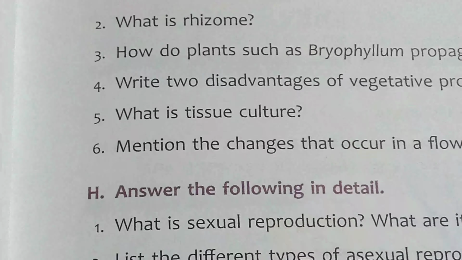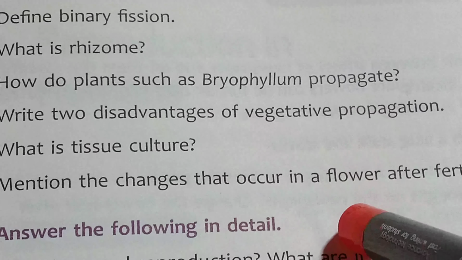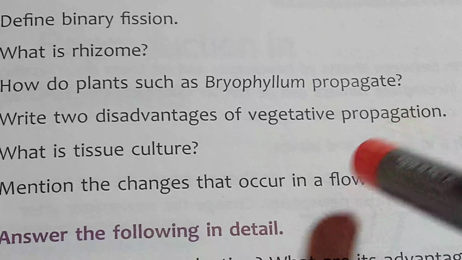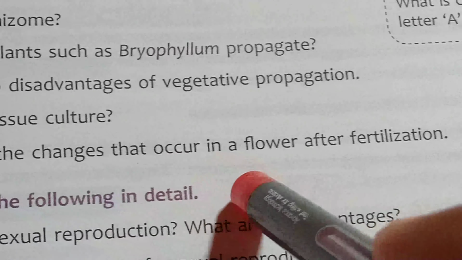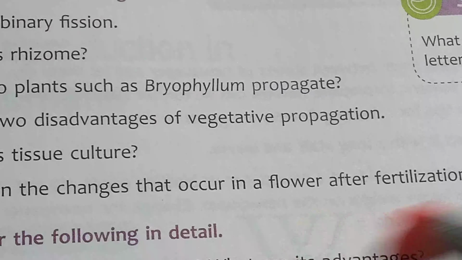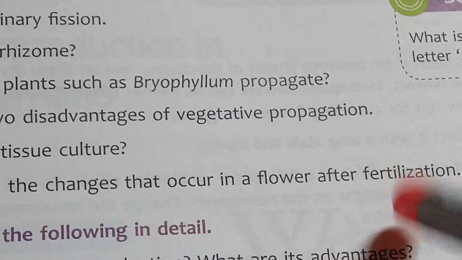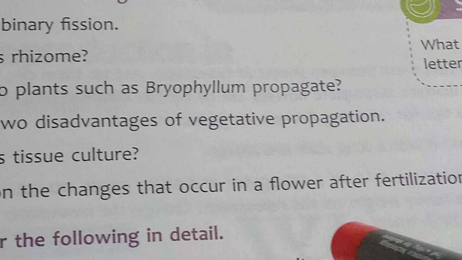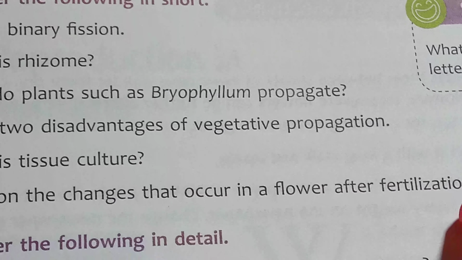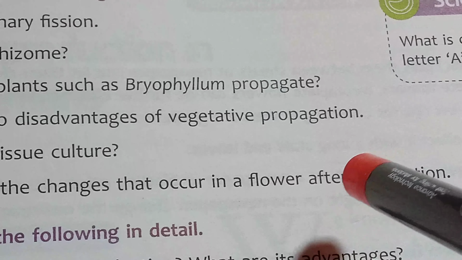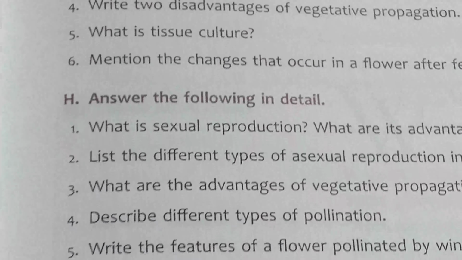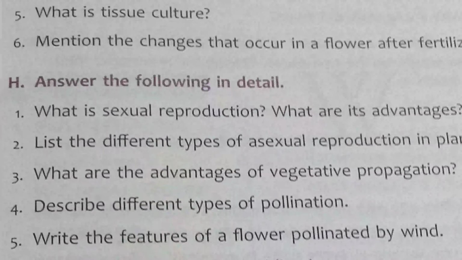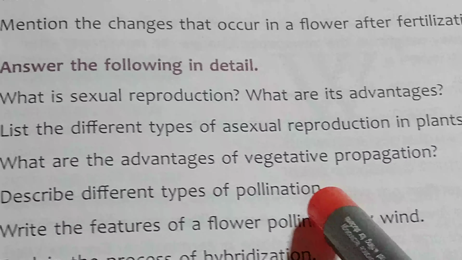What is tissue culture? Tissue culture is an artificial reproduction process which takes place under laboratory supervision. Mention the changes that occur in a flower after fertilization. After fertilization, basically, sepals, petals, and stamens fall off. Same way, style and stigma disappear and the single-cell zygote starts to divide and forms new cells known as embryo. Next, there is no need to write down all the long question answers because your question will be MCQ type.